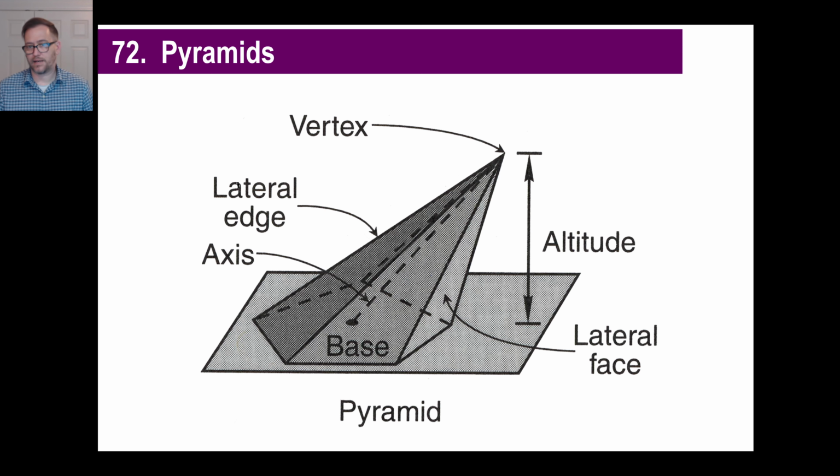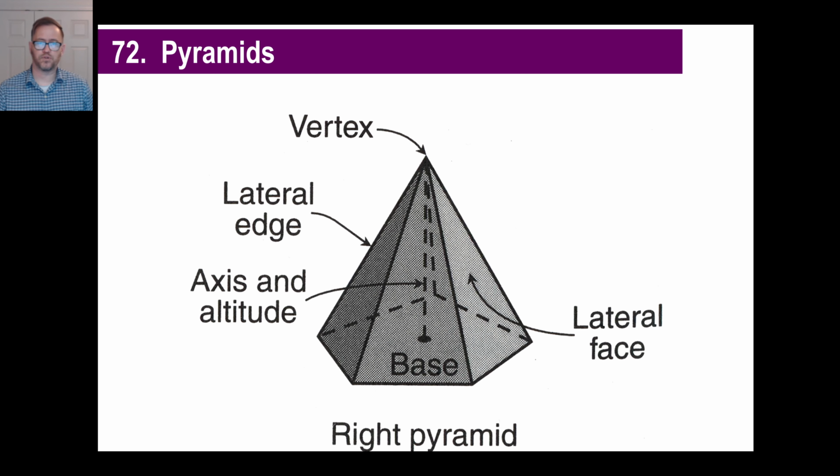A lateral face just means the face of the side. We'll find the surface area of those pretty soon here. So this is again a right pyramid, which means it goes right up at a right angle to its base. The nice thing about these is that it doesn't matter if it's leaning one way or the other way. The formulas are all the same. You don't have to worry about that at all.